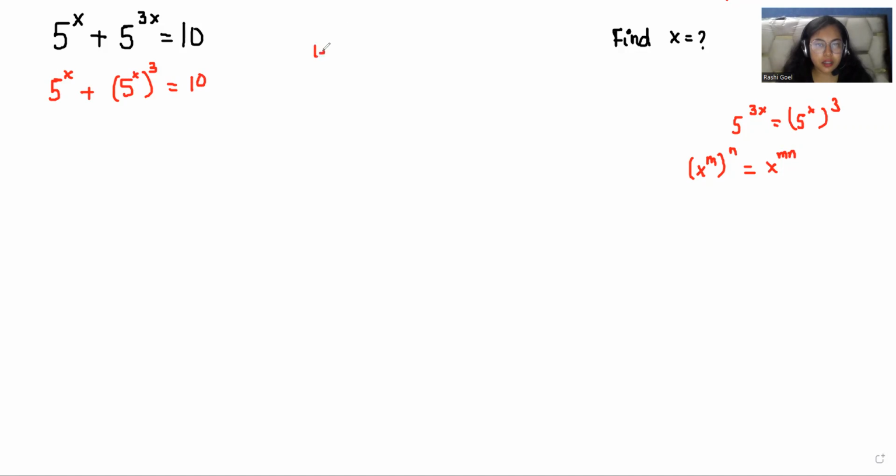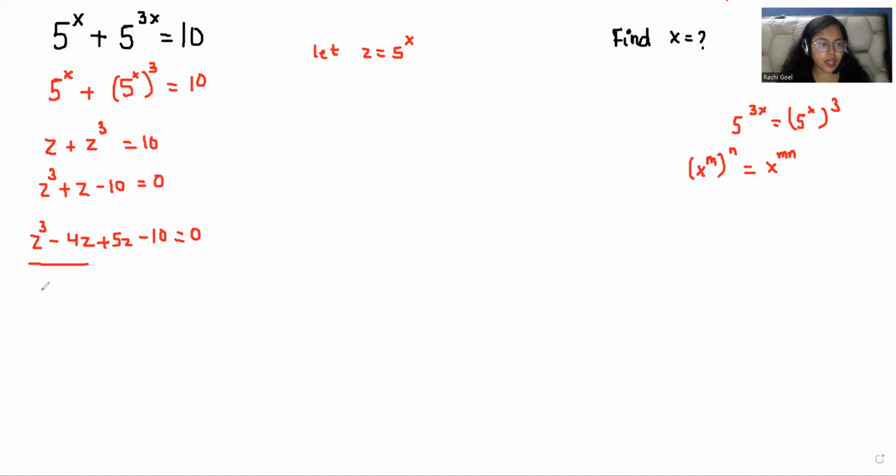Now I'll consider z is equal to 5 power x. So I can write it as z plus z cube is equal to 10. If I take all the variable terms to one side, z cube plus z minus 10 is equal to 0. So I can write this as z cube minus 4z plus 5z minus 10 is equal to 0.